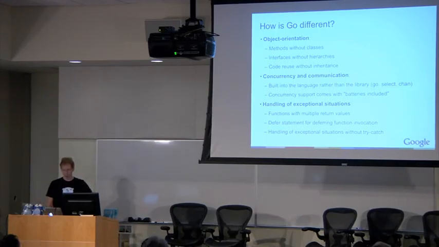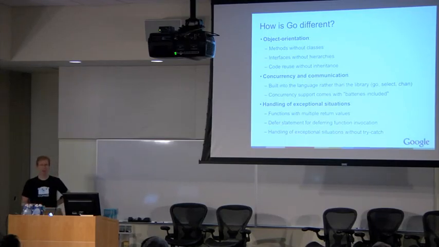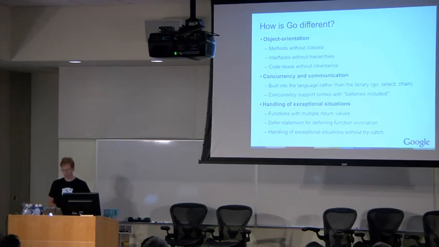Handling of exceptional situations is something that is traditionally done with try, catch, finally, and throw, and the typical kind of exception handling mechanisms that you find in other languages. In Go, we deferred the design of this aspect of the language for a little while, and we came up with a sort of minimal conclusion, if you will, but that has some rather interesting properties.